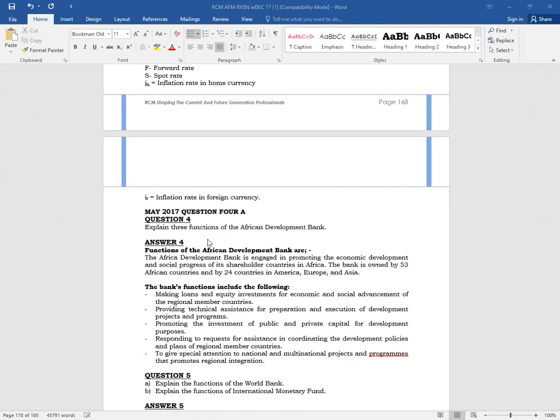Banks, in this case, ladies and gentlemen, what do they do? The first thing they will do is the concept of loans, advancing loans to member countries. They'll provide what we call technical assistance. Before these guys give you any loan, they must come and carry out feasibility studies. Any bank, like Equity Bank, normally acts as a guarantor for member countries.